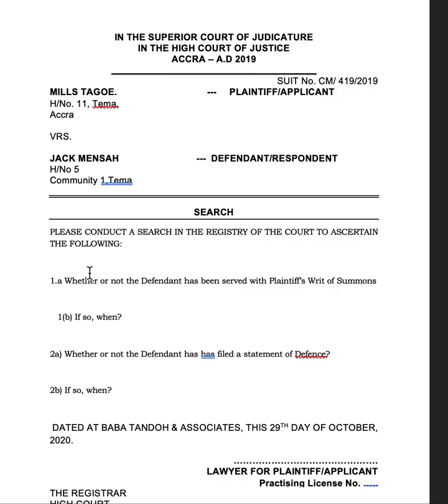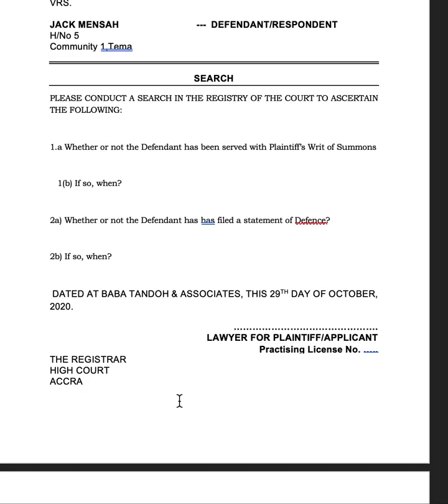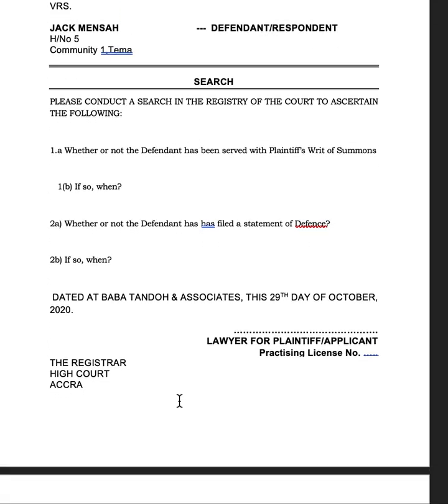So ascertain the following. 1. Whether or not the defendant had been served with the plaintiff's writ of summons. If so, when? 2. Whether or not the defendant has filed a defense. If so, when? So the answer will be no. So this is what you attach to your affidavit.